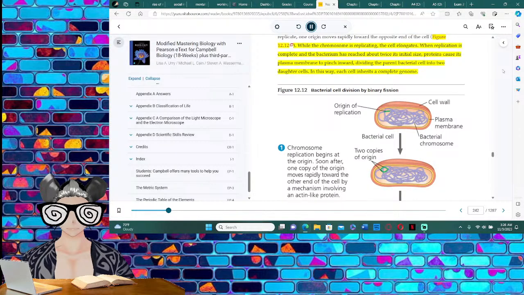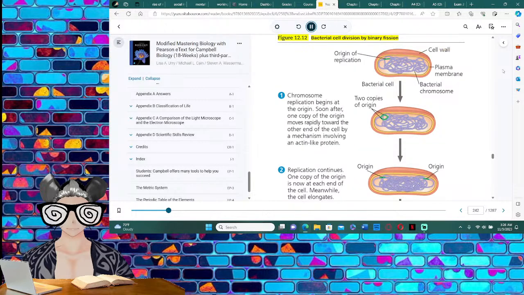Figure 12.12. While the chromosome is replicating, the cell elongates. When replication is complete and the bacterium has reached about twice its initial size, proteins cause its plasma membrane to pinch inward, dividing the parent bacterial cell into two daughter cells. In this way, each cell inherits a complete genome.